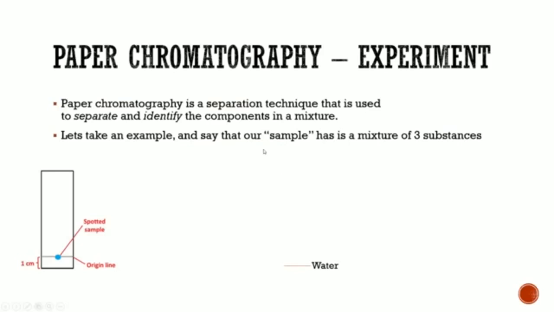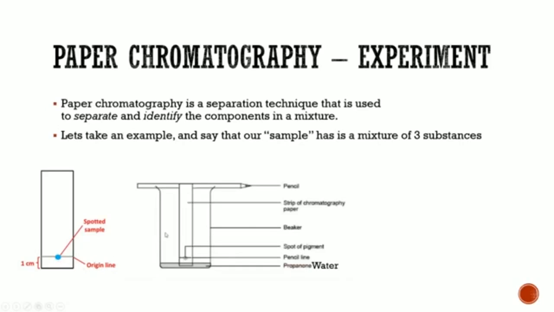Okay, so paper chromatography is basically a separation technique that is used to separate and identify the components in a mixture. So let's take an example, right? Let's just say that our sample has a mixture of three substances. Okay, so we're basically going to get a sample of that mixture, and we're just going to blot it on what we call a chromatography paper. And it's important to draw a line where you sampled it, because that's important later on, and you'll see why, and that's called the origin line.